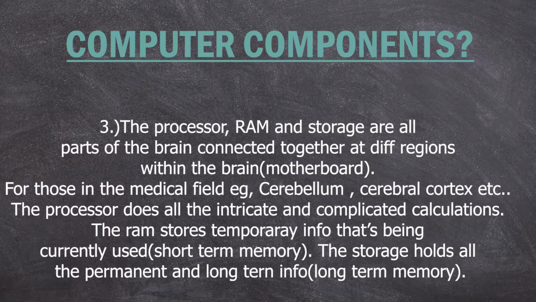The RAM stores temporary information that's currently being used, referred to as short-term memory. And the storage, also known as secondary storage, holds all the permanent information. In layman's terms, long-term memory.